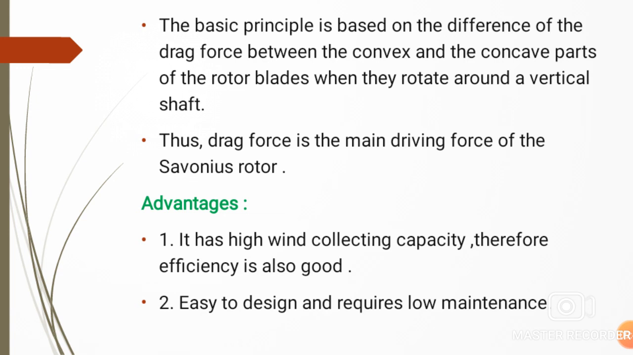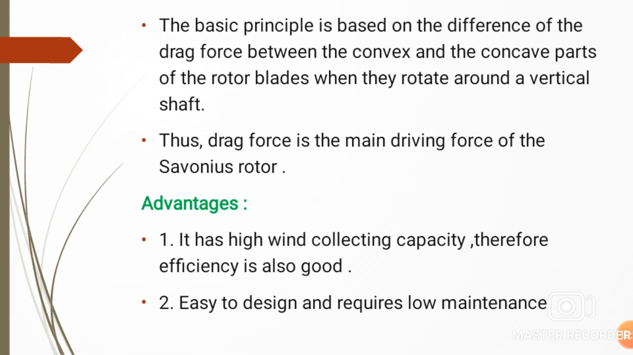First we see the advantages. The first advantage is that it has high wind collecting capacity, therefore efficiency is also good, because it has a concave part and the size of the blade is also large, so it is able to collect the maximum amount of wind. Therefore efficiency is also good because the maximum amount of power is generated.